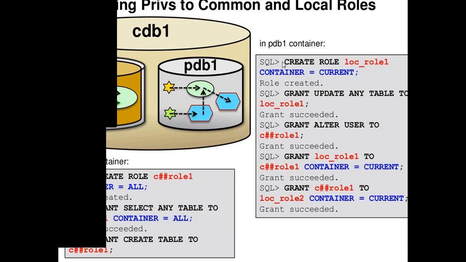Now you can even grant C##role1 to a local role, which is local_role2. If you create one more role, that is local_role2, you can grant C##role1 to any other local role. So it is possible, but these are all limitations, or it is limited to the pluggable database only.